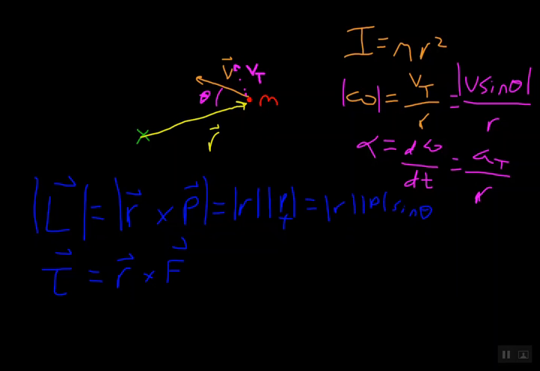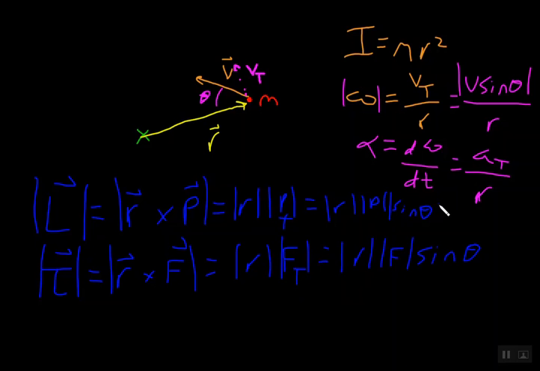But notice that for circular motion, theta is pi over 2 radians. The sine is just 1. So that brings that whole thing down. Same thing here: this is r times F tangential, or the perpendicular component, which is r F sine theta.